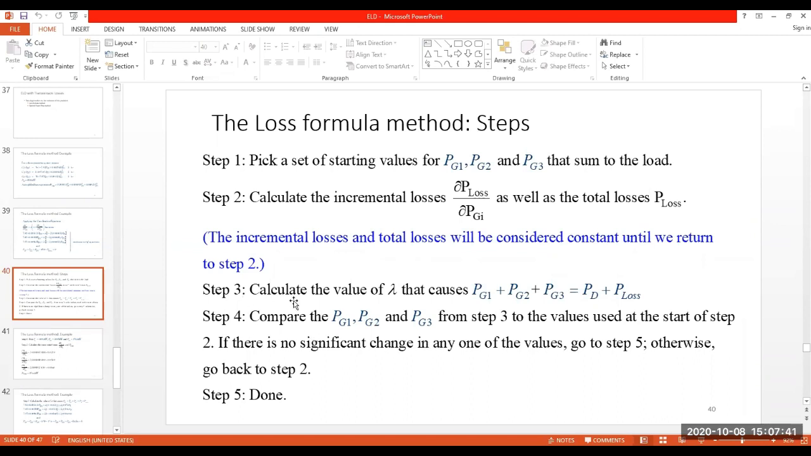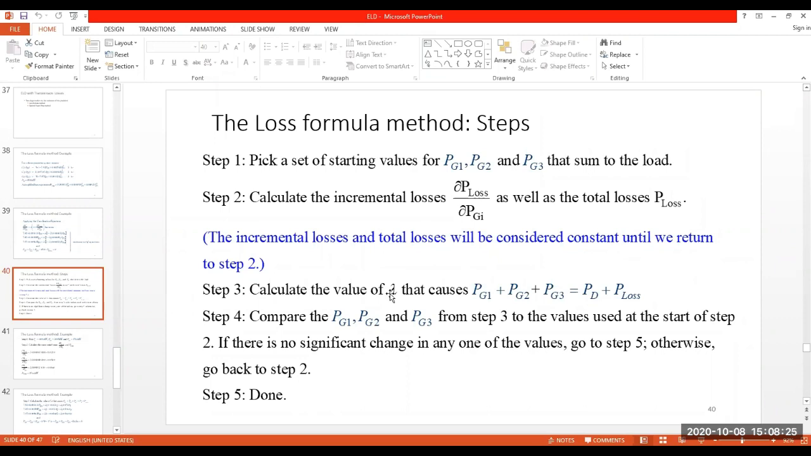Step number 3, then you calculate the value of lambda, and now you see we are including the losses. In the very first step, we did not have any idea about the losses. So we simply took one guess and we equated PG1 plus PG2 plus PG3 equals the load. But now we have some idea at least about the losses, although it's not perfect. So we add them with the PD and try to equate them with PG1 plus PG2 plus PG3, and with this knowledge we try to calculate the remaining unknown, which is the lambda variable.